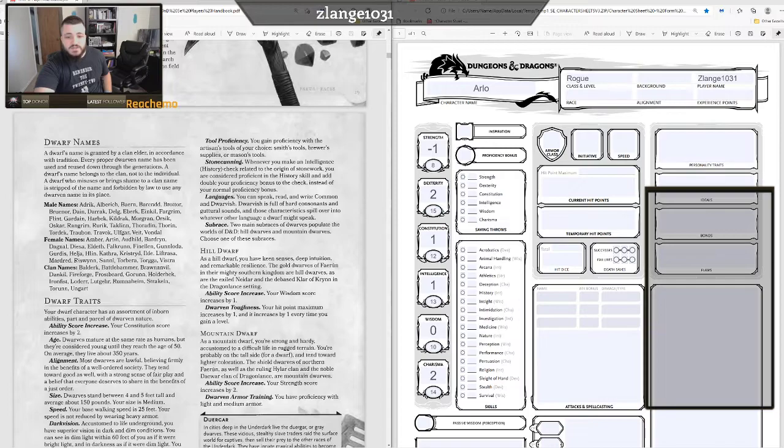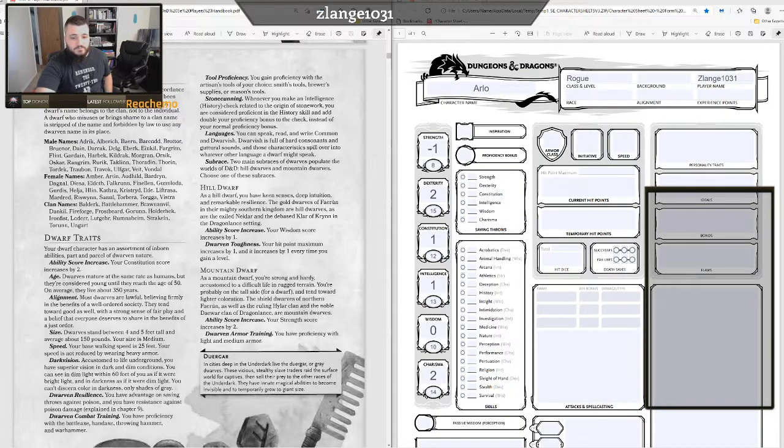You got your languages. You can speak, read, and write Common and Dwarvish, and then you get more for other things. And then you have subraces. Subraces mostly add a little extra flavor and a little extra bonuses. So it's usually better to choose a subrace than to not choose a subrace. Of the two subraces of dwarves, you have hill dwarves and mountain dwarves. Choose one of these subraces.